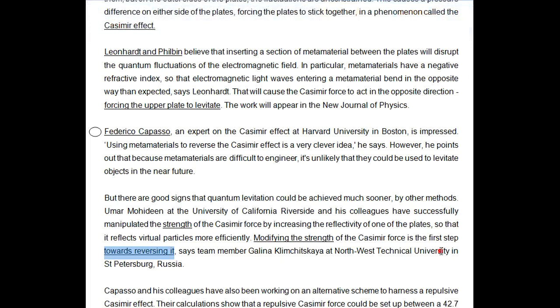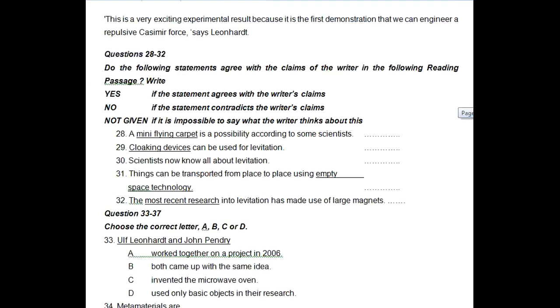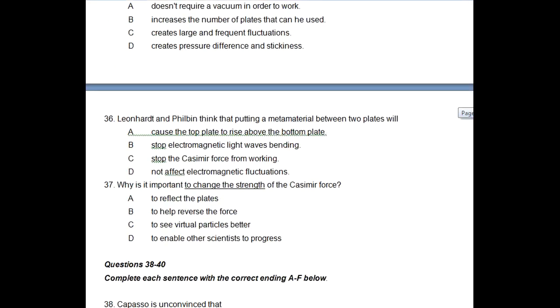Now let's go back and check. Can I get the answer right? It is important to change the strength to reflect the plates to help reverse the force. See, you got the answer.